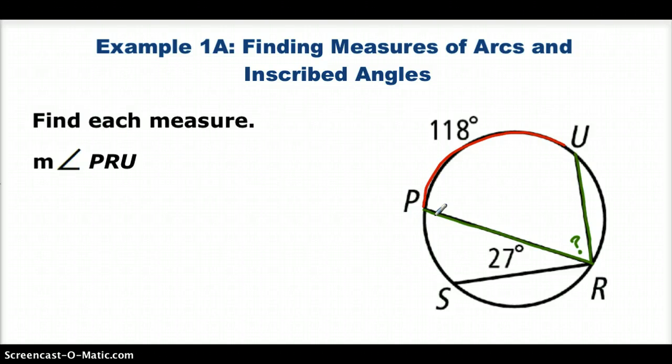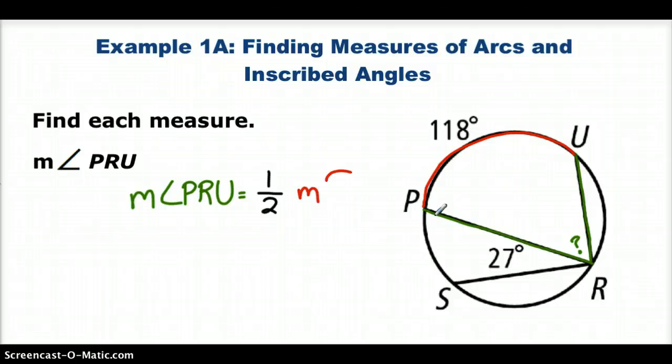This arc here is 118 degrees. We have to remember that the inscribed angle is going to be equal to half of the measure of the intercepted arc. So here's what I'm going to write down: the measure of angle PRU is going to be equal to 1/2 times the measure of the intercepted arc, which is going to be the measure of arc PU.